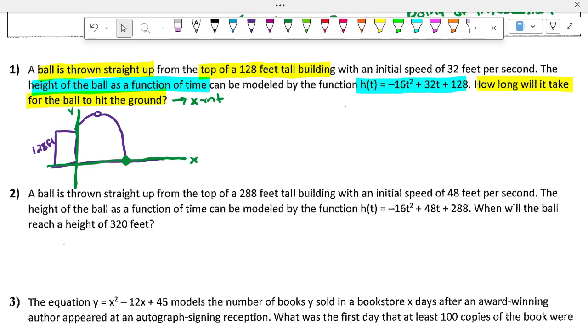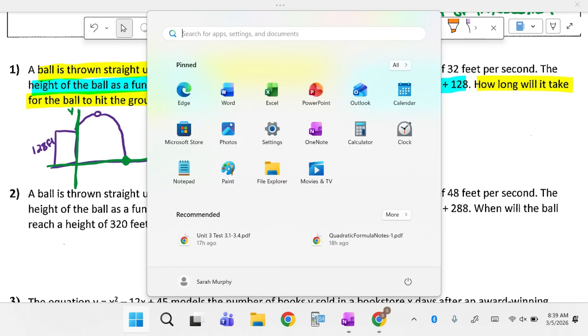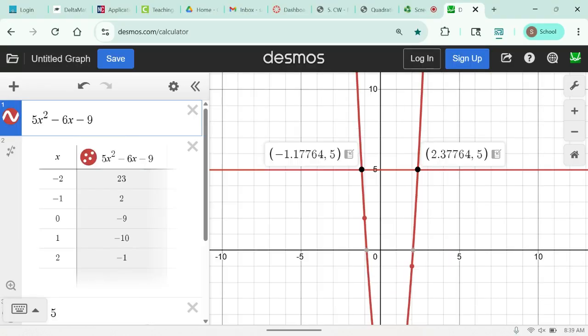So would I use the x-intercept on the left side or the right side? If you don't know yet, that's okay. We'll look into it. So we know we're finding x-intercepts. So let's go ahead and take the function and plug it in. I'm going to replace t with x because Desmos won't graph it unless it's x.